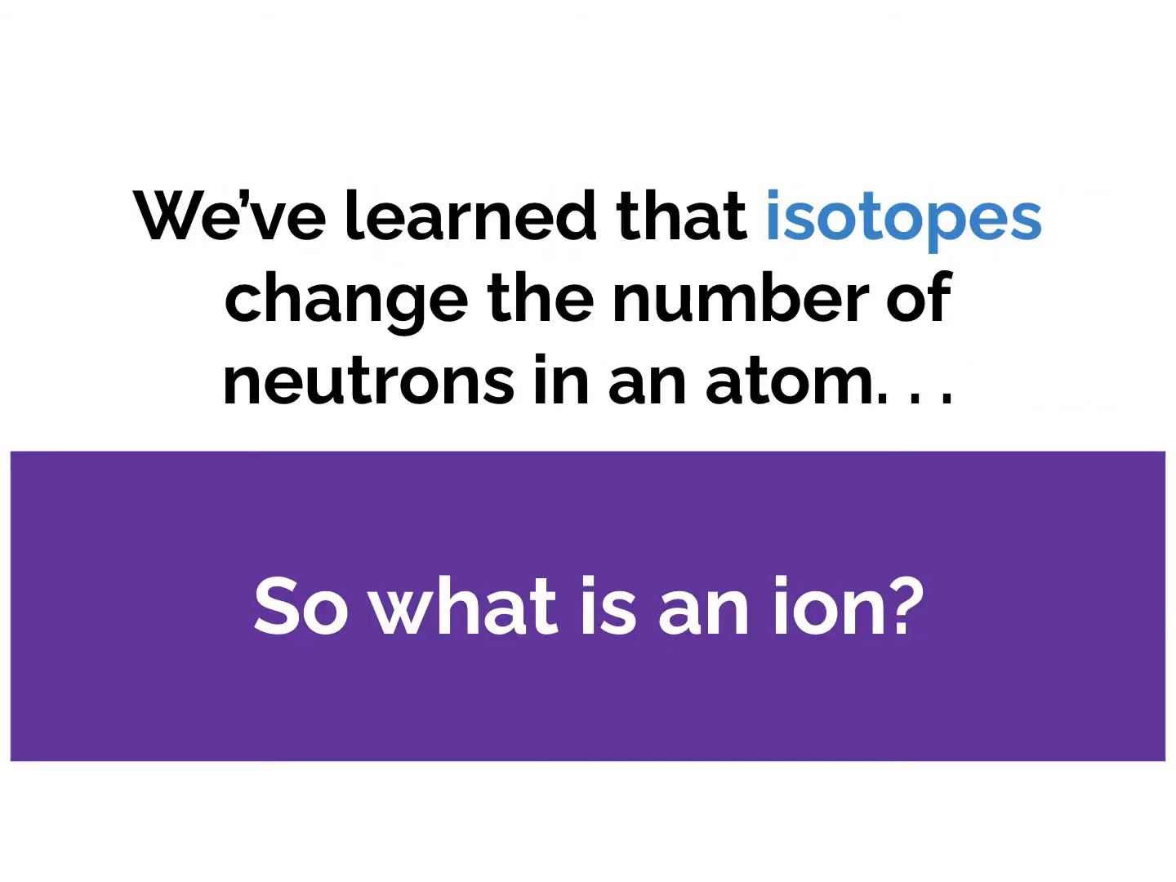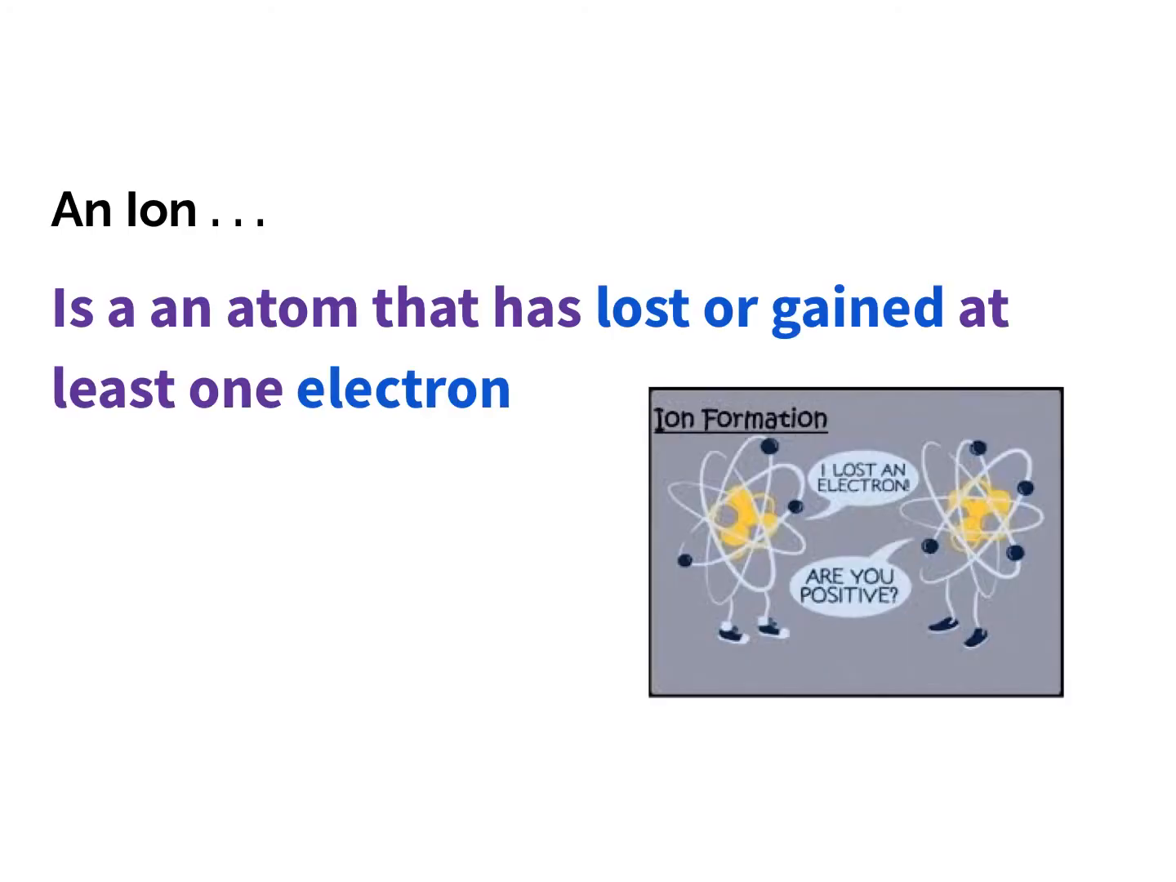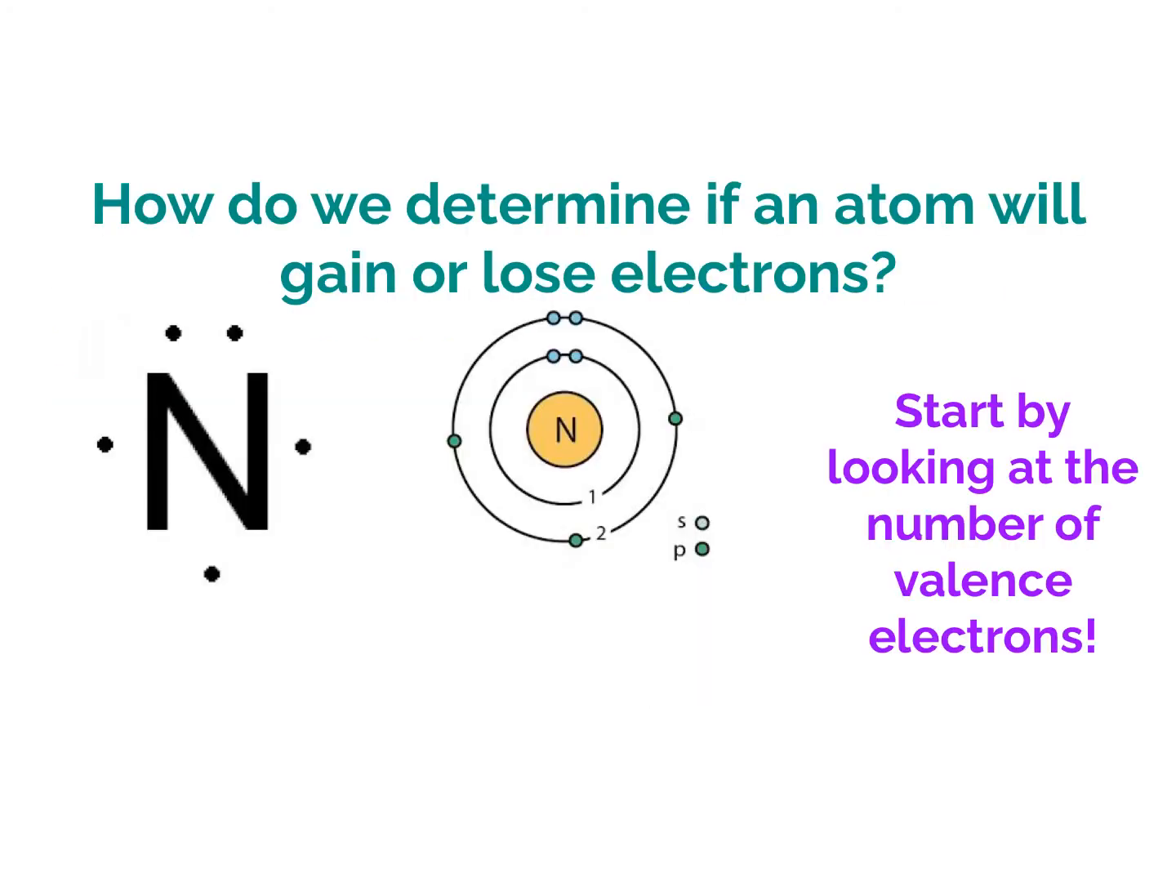We've also learned that isotopes change the number of neutrons in an atom. So now, what is an ion? An ion is an atom that has lost or gained at least one electron. So it's an atom that does not have its normal predicted number of electrons. Now, in order to determine if an atom will gain or lose electrons, we have to first start by looking at the number of valence electrons, which are those electrons on that outermost shell.